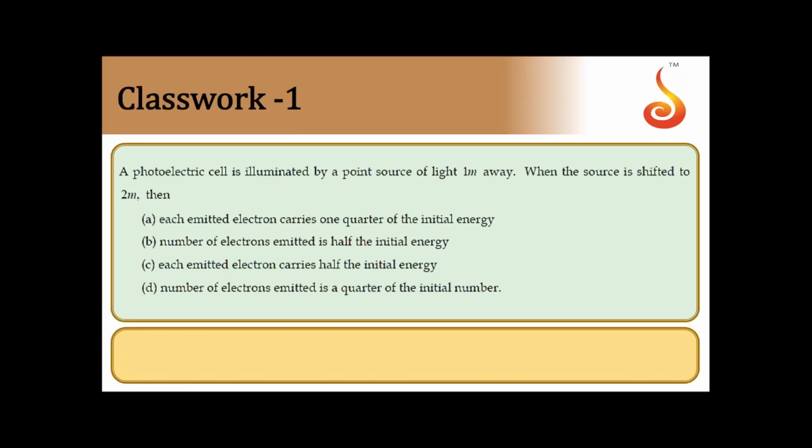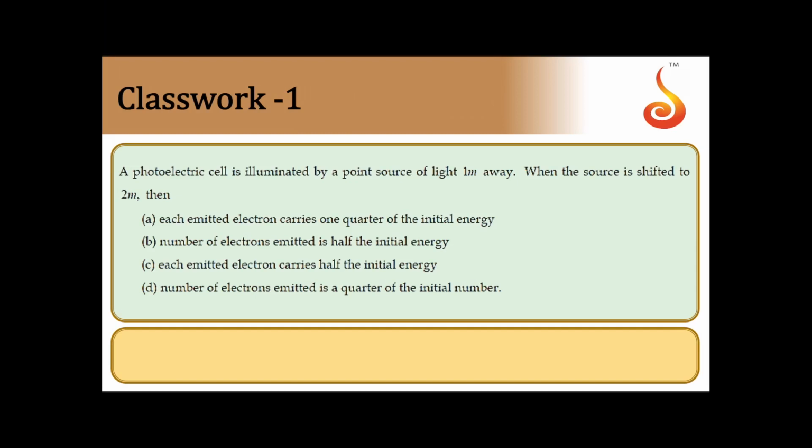So first question, a photoelectric cell is illuminated by a point source 1 meter away. When the source is shifted to 2 meter, then each emitted electron carries 1/4 of the initial energy. Number of electrons emitted is half the initial energy. Each emitted electron carries half the initial energy. Number of electrons emitted is quarter of the initial number.